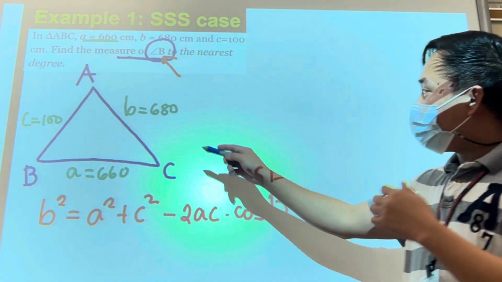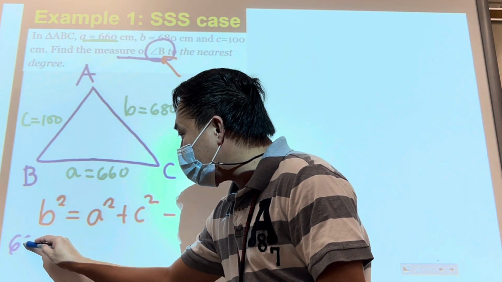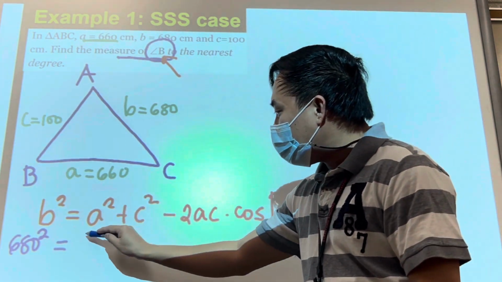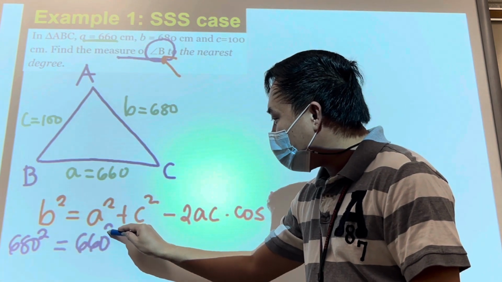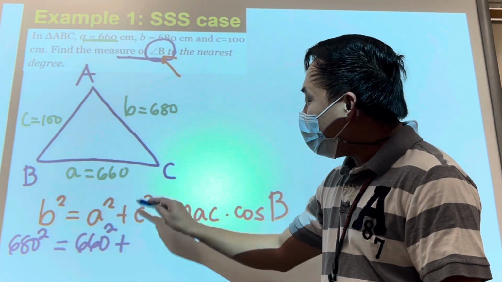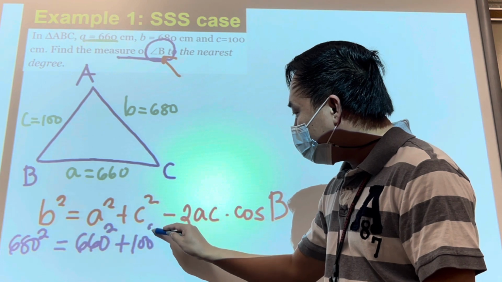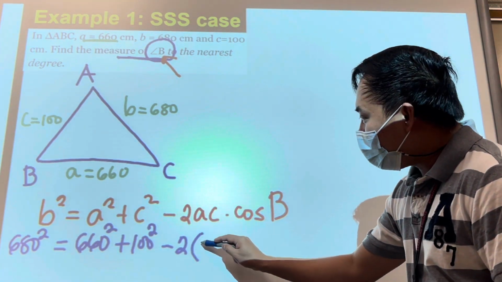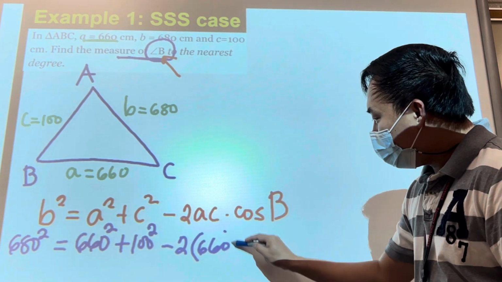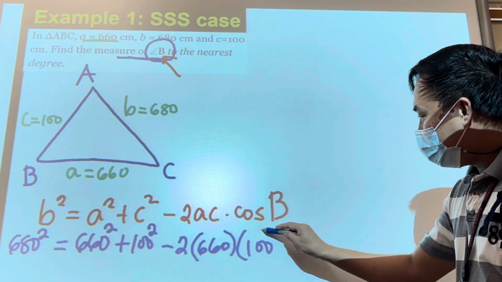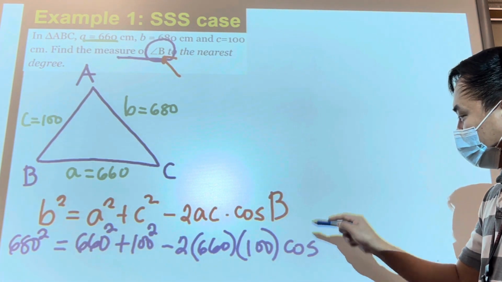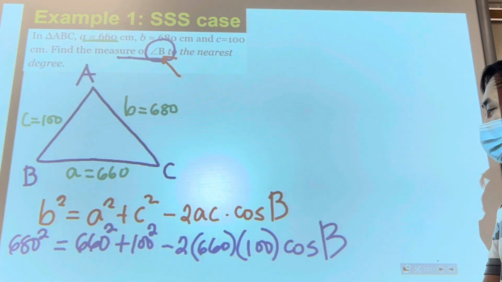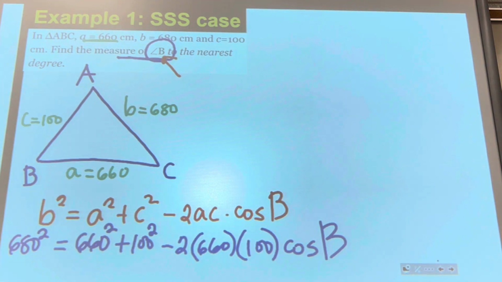For B, it's 680, so you have here 680 squared. For A, it's 660 squared. For C, it's 100 squared. Minus 2. A again is 660. C is 100. Cosine. The angle B is not given, so just write it there.